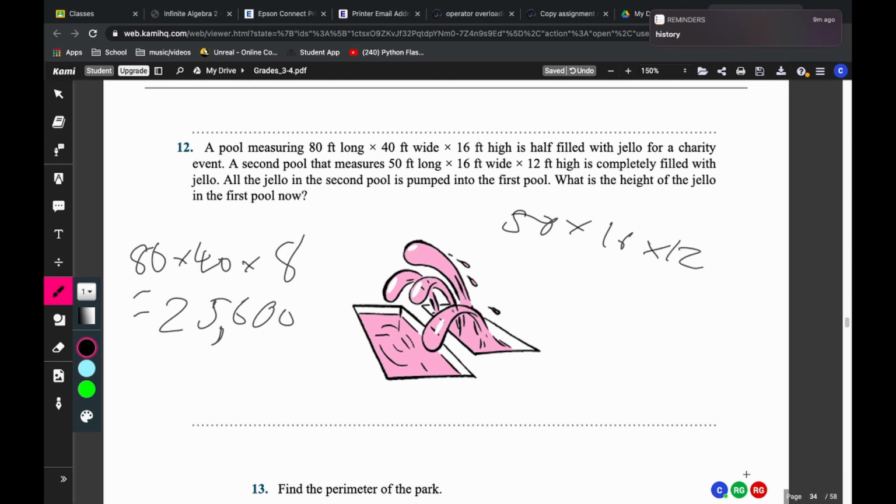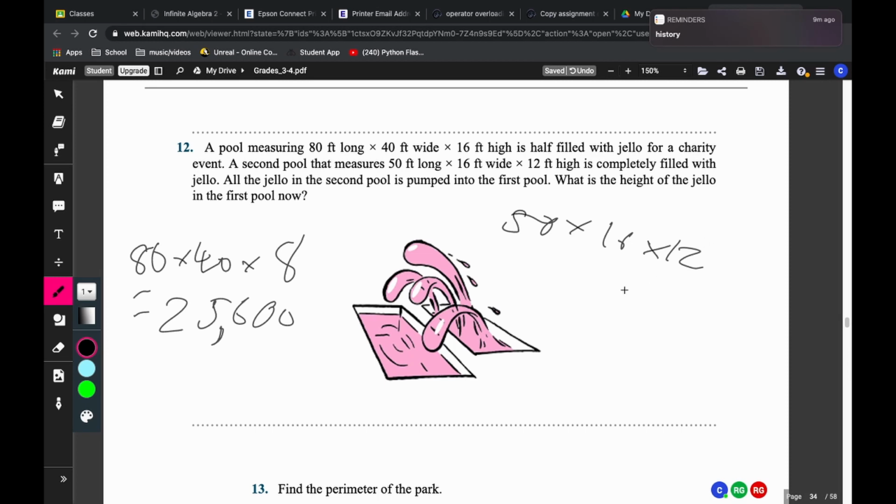50 by 16 by 12. But this is filled. So yeah, you wouldn't really need to solve that thing. Okay, but now that we have this, what we would do is we'll just multiply these.